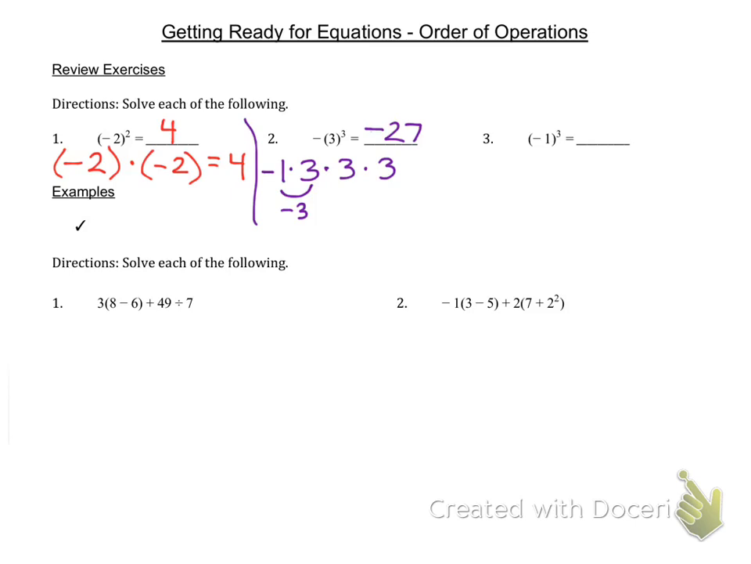Number 3, we have a -1 to the 3rd power. So we're going to rewrite that as -1 times a -1 times a -1. -1 times -1 is a +1, and then a +1 times a -1 is a -1.